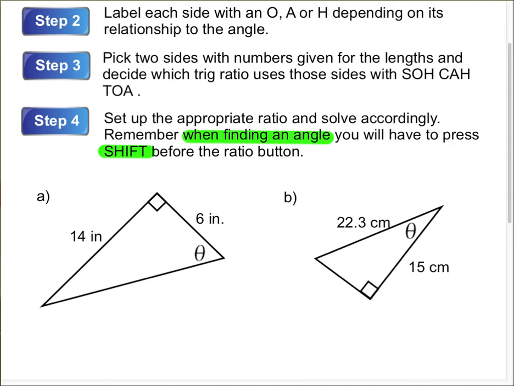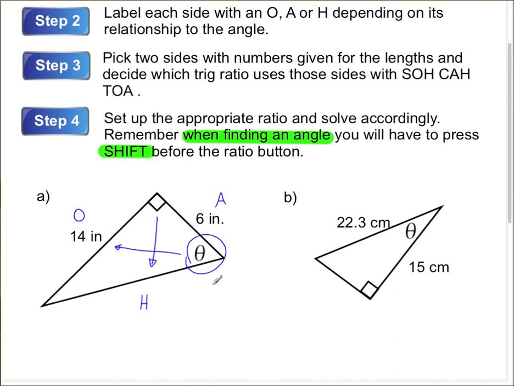So let me get a pen down here instead of my highlighter, and I'm going to circle the angle I'm finding, and then I'm going to label the sides O, A, and H. Okay. We're going to do H first because that one's the easy one, right? Across from the right angle. Opposite goes directly across from theta, so that's opposite. And then obviously the one that's left over is A.